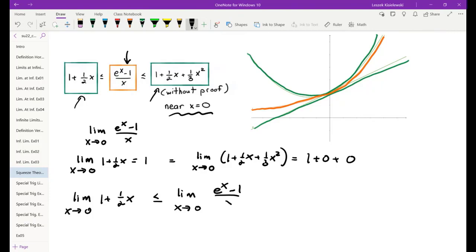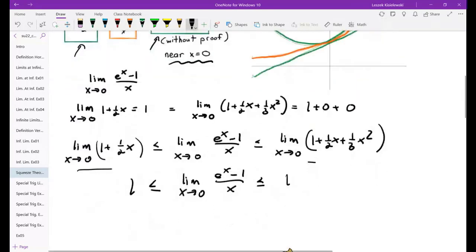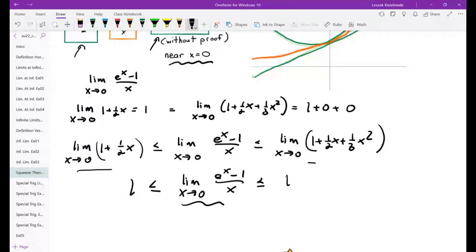So if e to the x minus 1 over x is always stuck in the middle between the line and the parabola, and the limit of the smaller function and the big function are both 1, then the limit of our middle function has to be a number between 1 and 1, right? So that limit has to be 1. It's the only number between 1 and 1, inclusive.